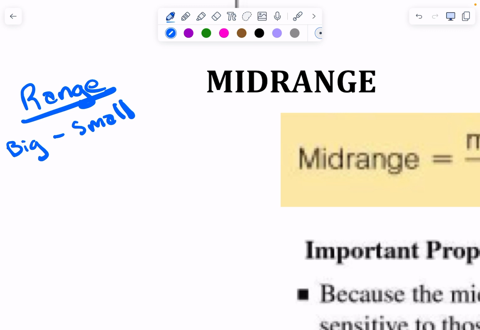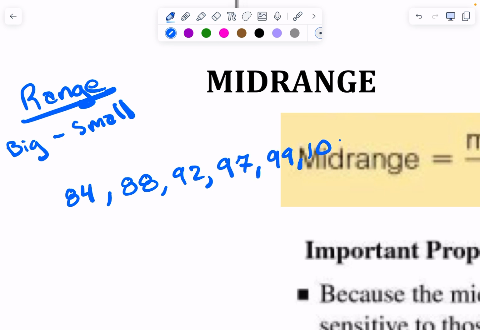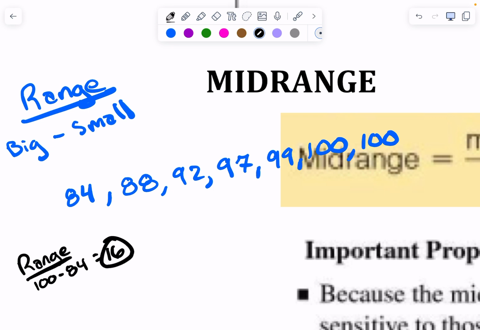Okay, so let's say I have grades in a grade book. And I've got an 84, an 88, a 92, a 97, a 99, a 100, and another 100. Let's say I have those numbers. I'm just making this up. The range is 16, right? The range would be 100 minus 84, which is 16. That's my range. What is the median of this data set? It is 97, because I have 7 values in there, so 97 is my median.